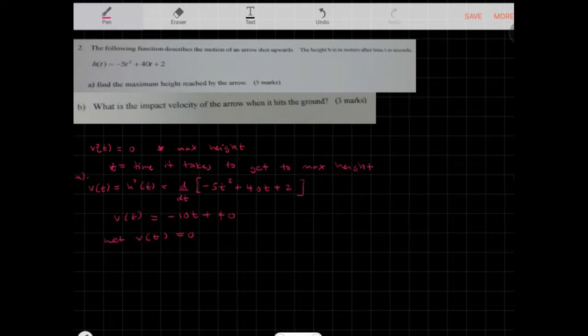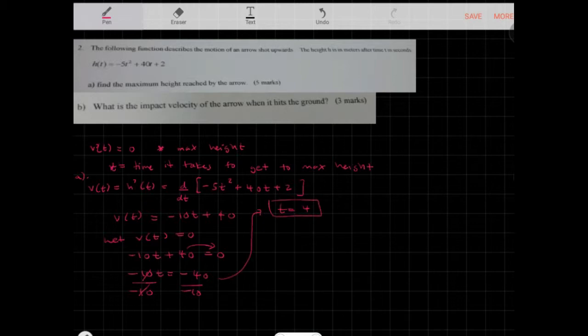We're doing this because when the velocity function is 0, the object is temporarily at rest, and it also reaches its maximum height. We want to solve for the time it takes to get there. Negative 10t plus 40 is equal to 0. I'm going to move the 40 to the other side. Negative 10t is equal to negative 40. Dividing both sides by negative 10, t is equal to 4 seconds.